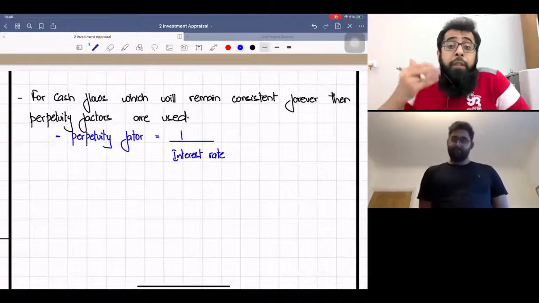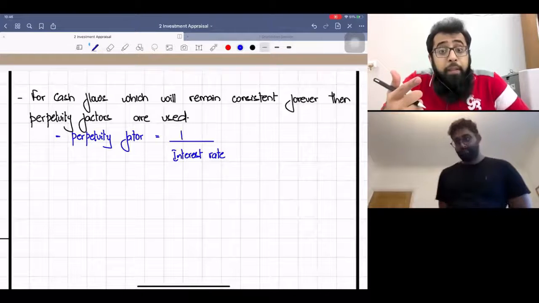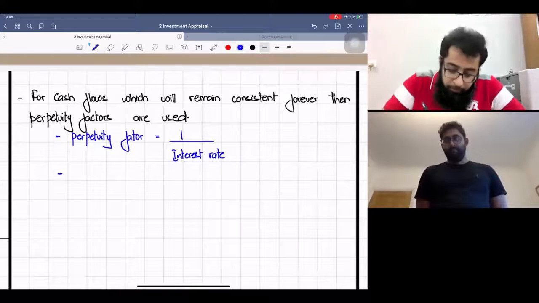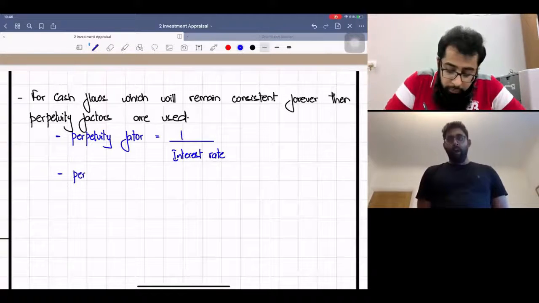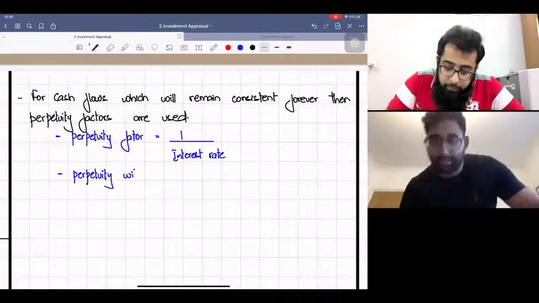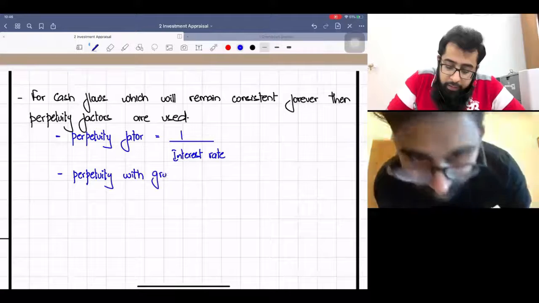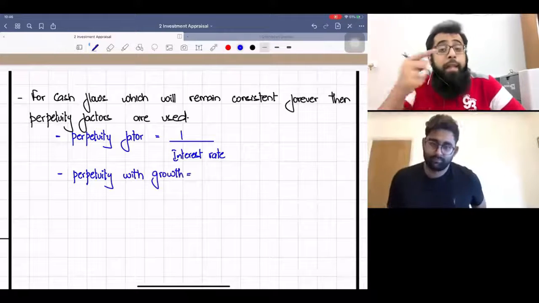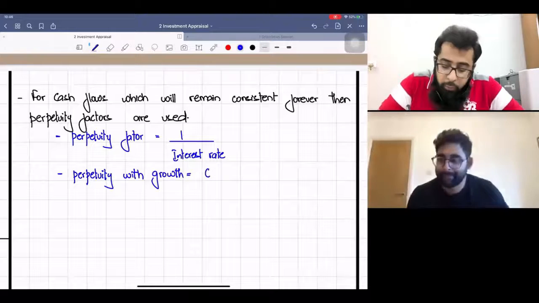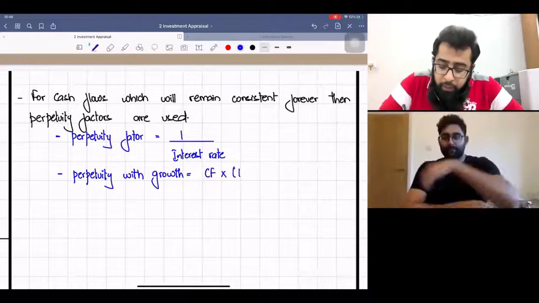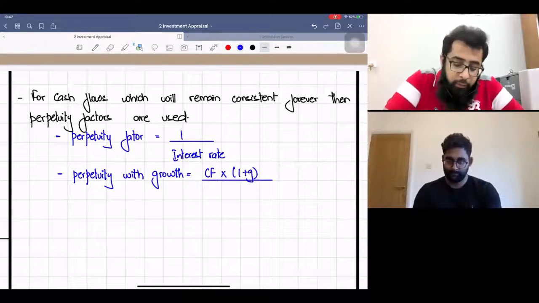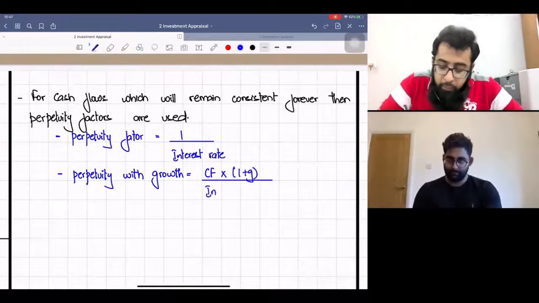If the perpetuity cash flows will grow, then we use a different formula, perpetuity with growth. So you mean if the cash flows grow, yeah? Yeah. If it is written that the cash flows will continue in perpetuity, but they will grow at certain rate, then you will simply take cash flow into 1 plus growth divided by interest rate minus growth rate.